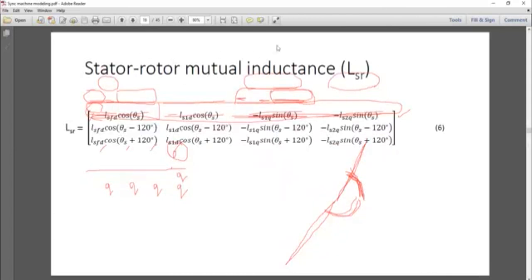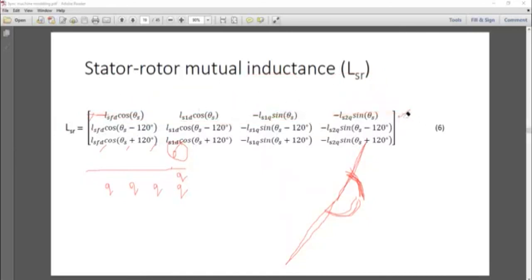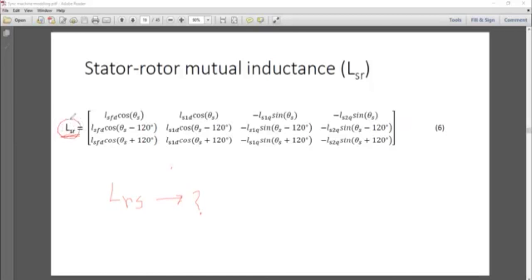Whatever we said, we have included all those expressions that we calculated inside the LSR matrix. Now, once you know LSR, what would be LRS? What is the meaning of LSR? You are standing in the stator circuit, looking into the rotor, and trying to calculate the mutual inductance. What is LRS?